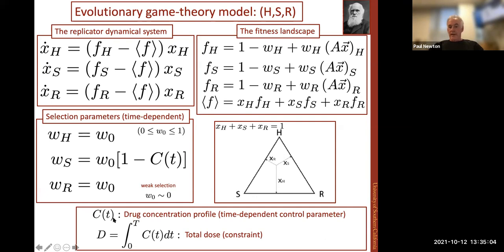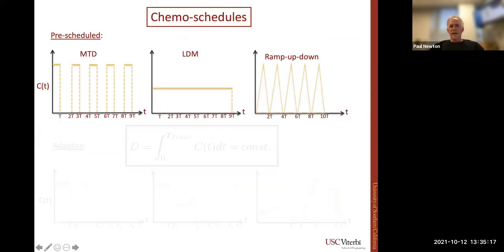And whenever we compare treatments, we are restricting it to the same total dose. So the integral under CFT is going to be the same whenever we compare treatments. That's our constraint. Different kinds of dosing schedules would be these. The typical oncologist would use maximum tolerated dose, MTD, which is just a sequence of pulses at a fixed level, independent of how the tumor responds. So it's all pre-scheduled. There's nothing adaptive about it.